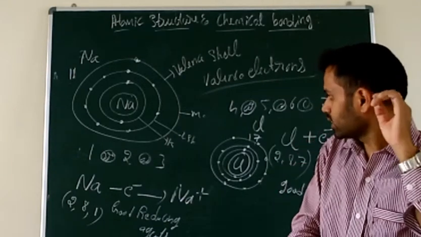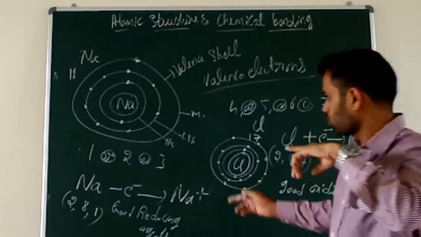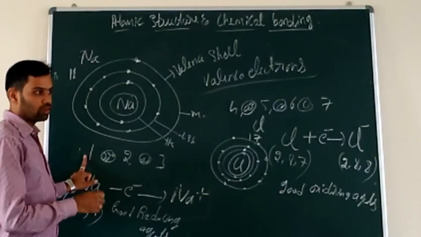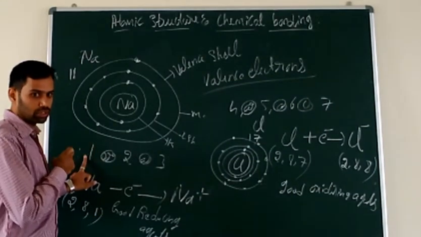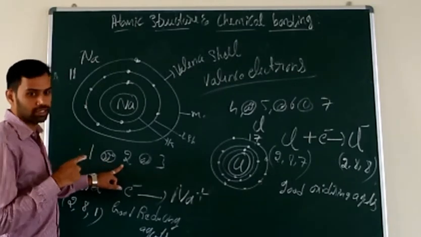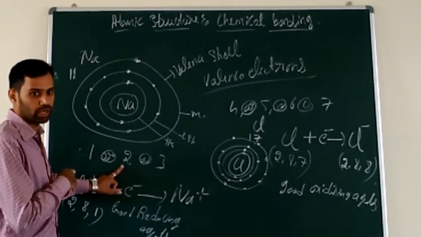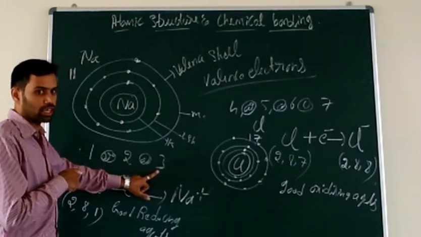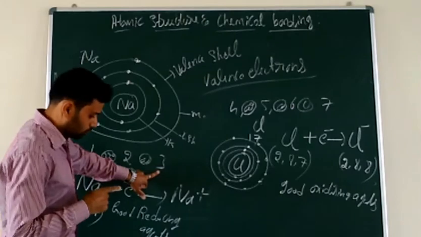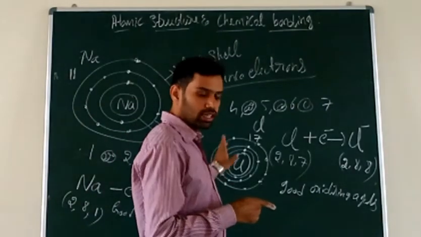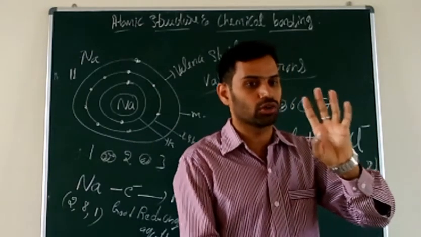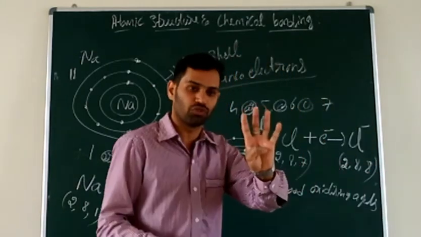And the valency of the metals. If it has 1 electron in the outermost shell, its valency is 1. If 2 electrons are present in the outermost shell, its valency is 2. If 3 electrons are present, its valency is 3. If 4 electrons are present in the outermost shell, its valency is 4 only. For example, carbon has 4 electrons in the outermost shell, so its valency is 4.